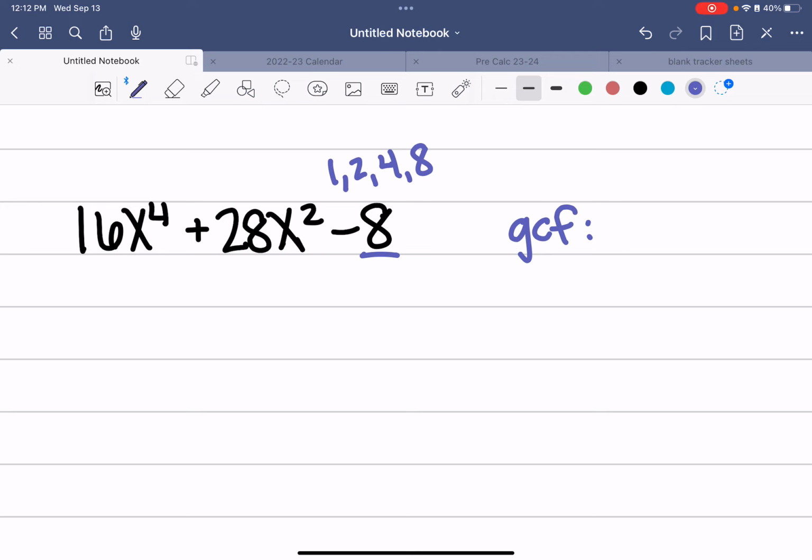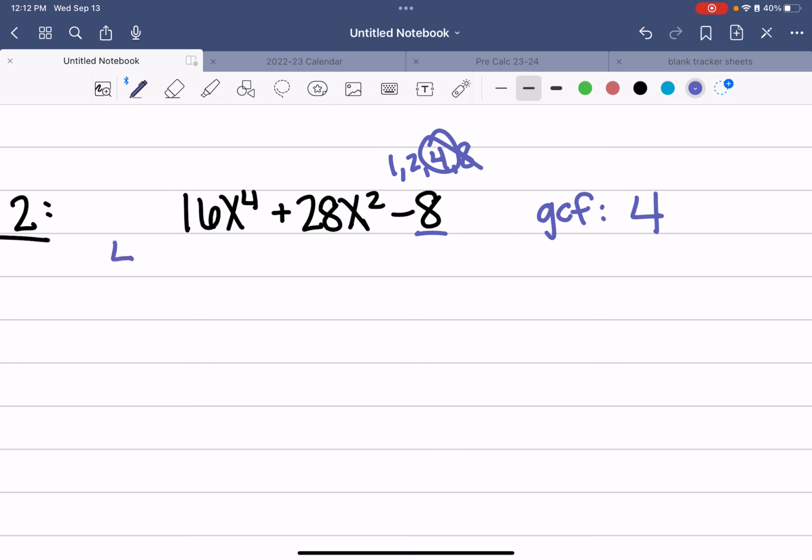8 will go into 16, but it cannot go into 28, so that wouldn't work. 4 will go into 8, it'll go into 28, and it'll go into 16. So that's going to be our greatest factor we have in common here. So first thing we're going to do is just factor out that 4. 16x to the 4th divided by 4 is 4x to the 4th. 28x squared divided by 4 is 7x squared. And negative 8 divided by 4 is negative 2.